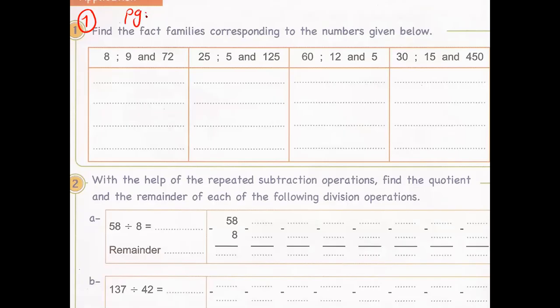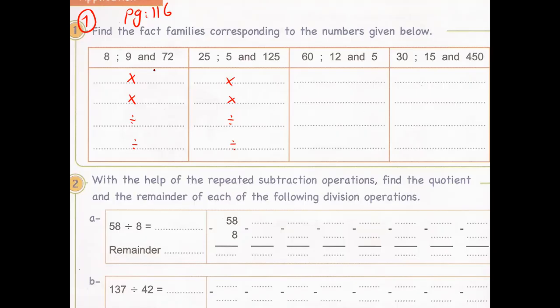Let's start with exercise 1, page 116. Please copy it in your math book. Write the fact families corresponding to the numbers given below. We have 8, 9, and 72. We have to write 2 multiplication sentences and 2 division sentences. In all, 2 multiplication and 2 division. I will do the first two, then you will do the last two alone on Tuesday, and on Wednesday we will correct it together in the Zoom period.